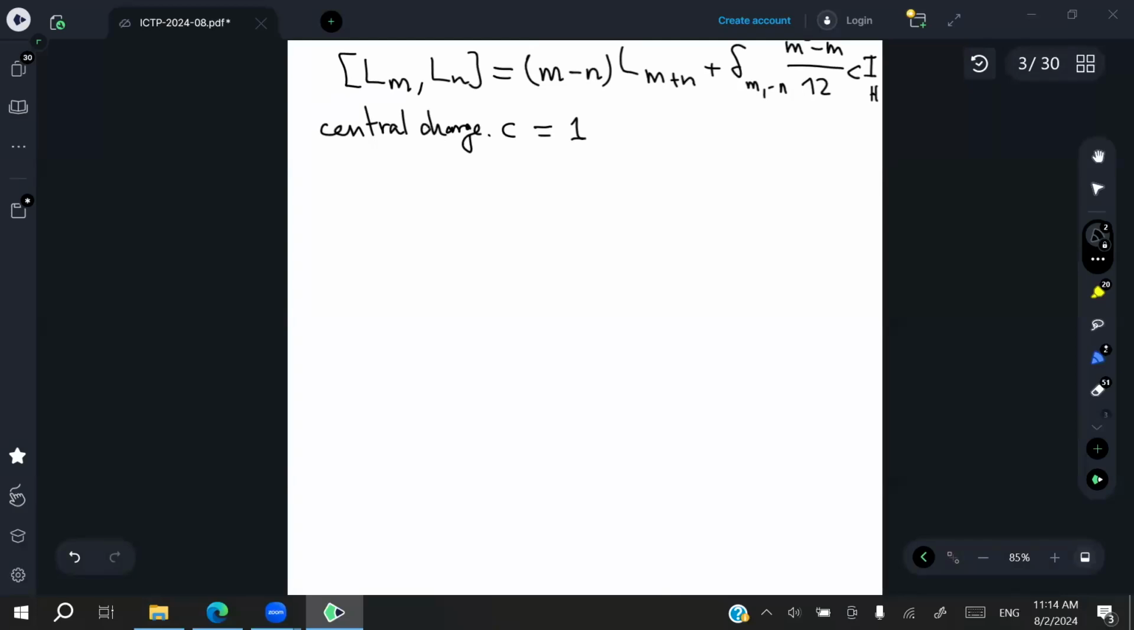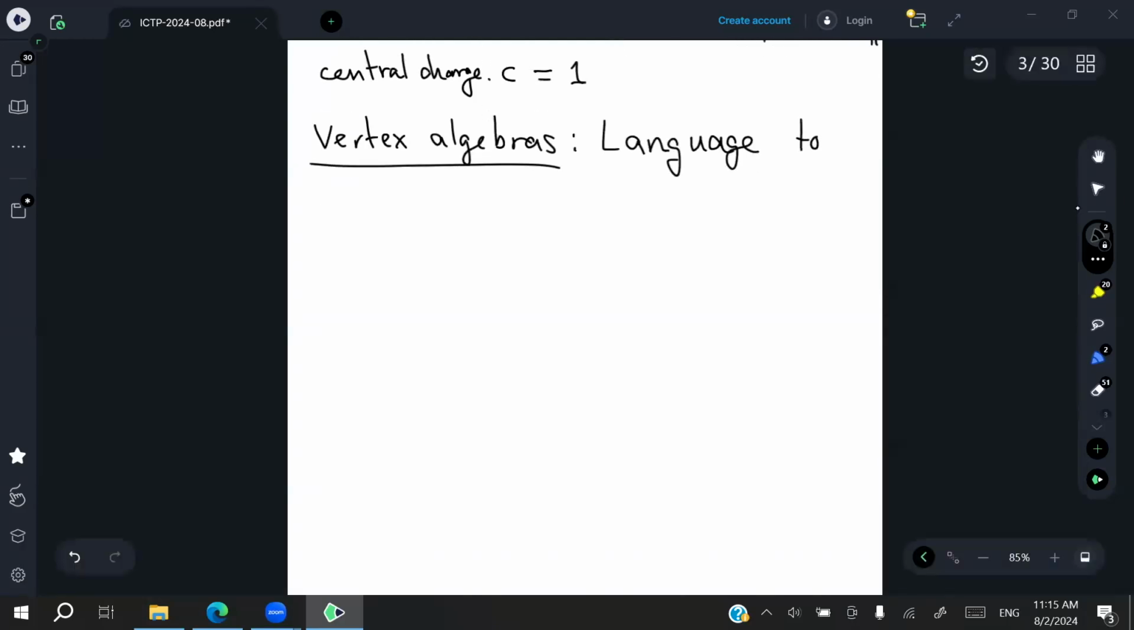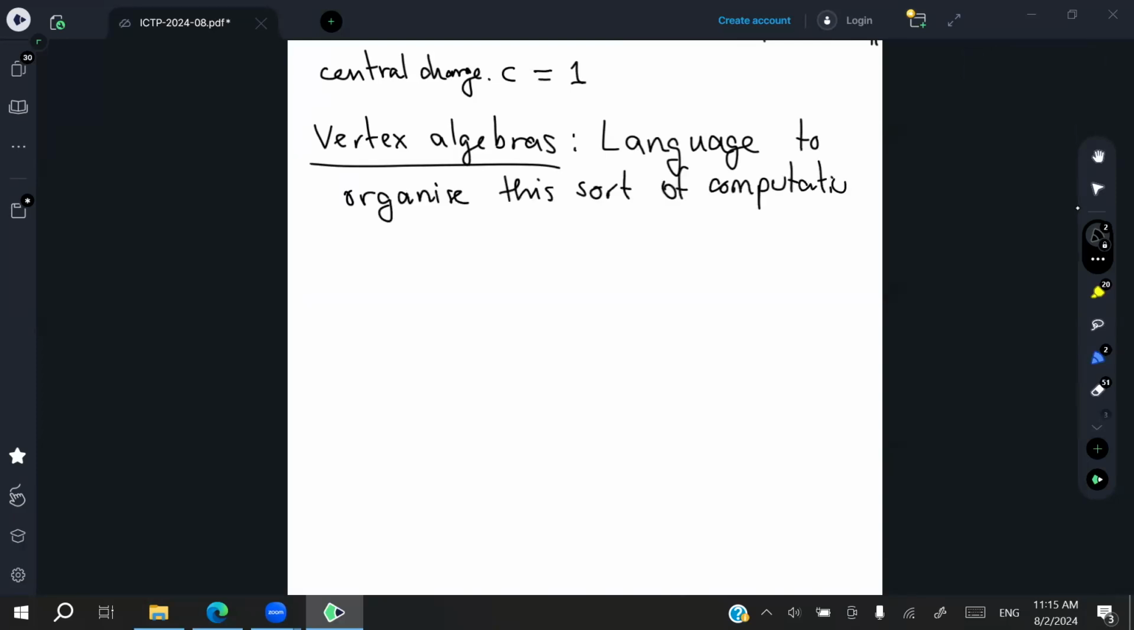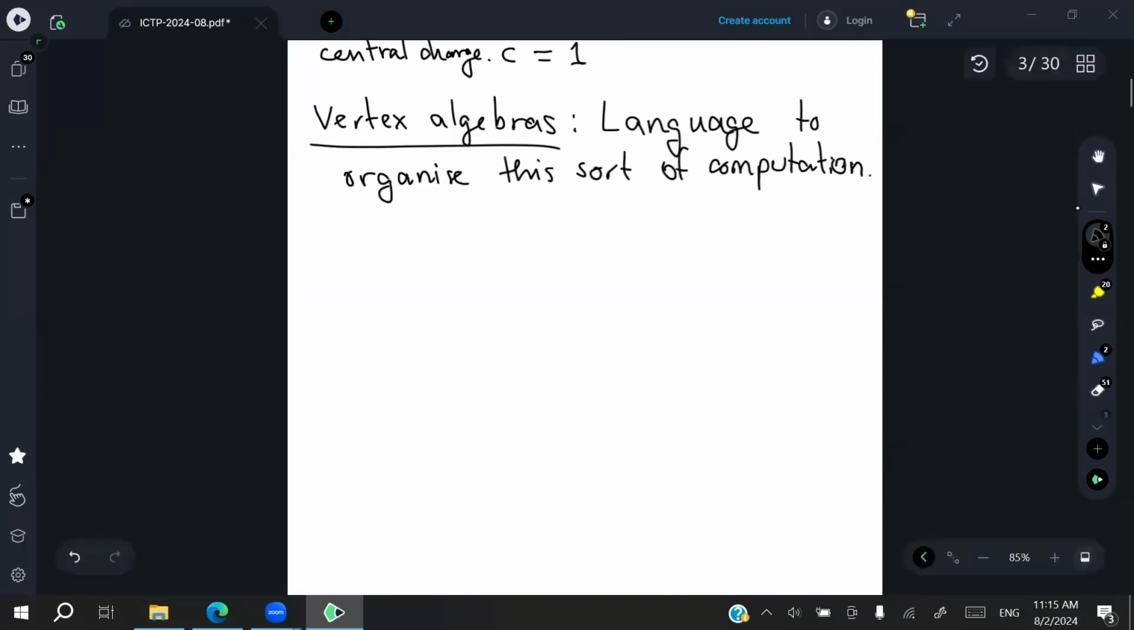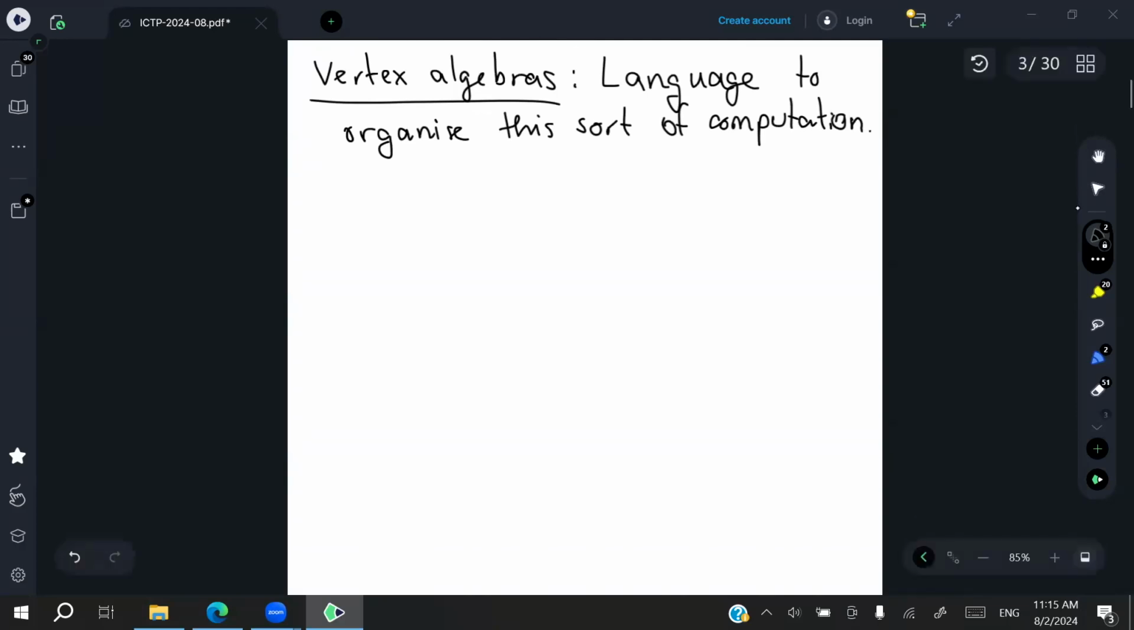The idea of vertex algebras is sort of a language to organize this sort of computation. And the other key idea of vertex algebras is that we work with generating functions instead of individual operators. So what do I mean by that in this case?